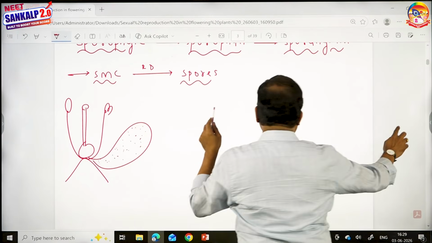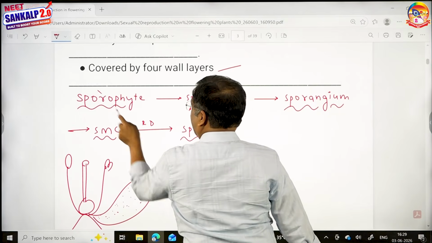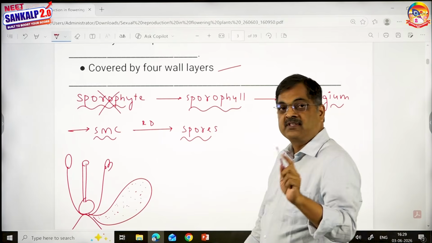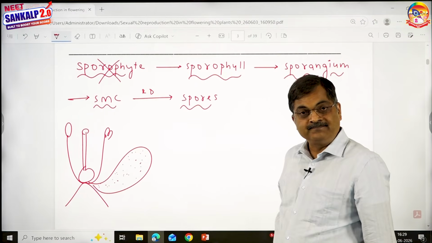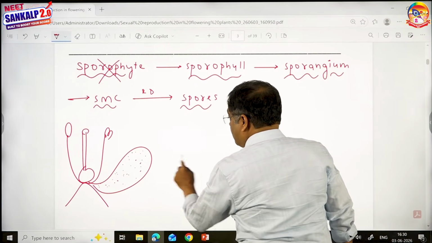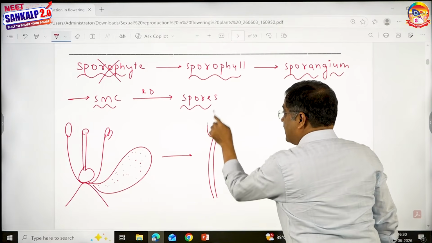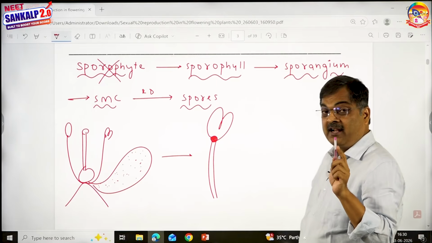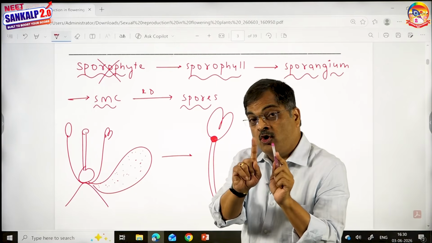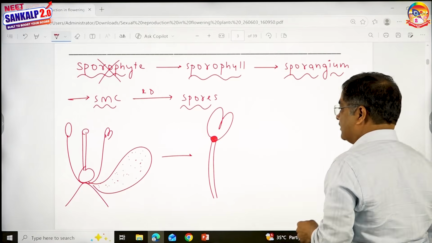So sporophyte is over. We have completed sporophyte, children. Root, stem, leaves, and flower is the sporophyte. Then what is the next one we have? Sporophyll. I already told you, the stamen is said to be sporophyll. Why did I tell you it's sporophyll? Because it arises from the third node of the thalamus. Anything which arises from a node is a leaf, a sporophyll.